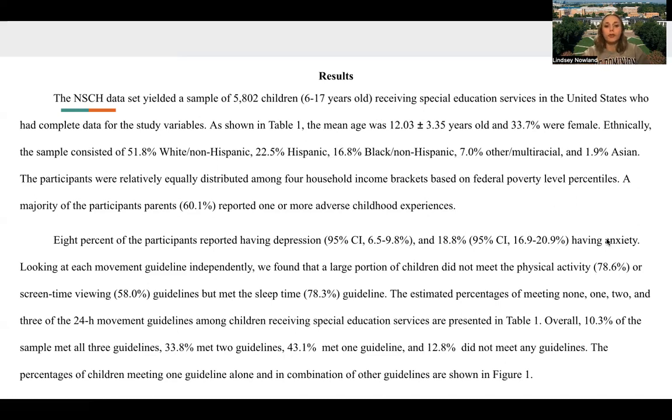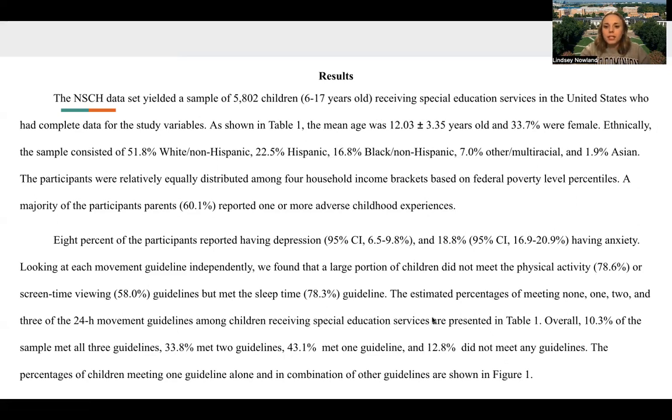So looking at each movement guideline independently, we found that a large portion of children did not meet the physical activity or screen time viewing. So 78.6% of the participants in the study did not meet the physical activity guideline, and 58% did not meet the screen time guideline. However, 78.3% met the sleep time. So 78.3% of the population is getting a good amount of sleep, according to the 24-hour movement guidelines.